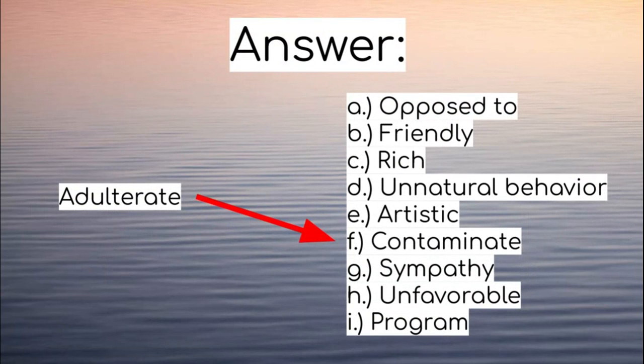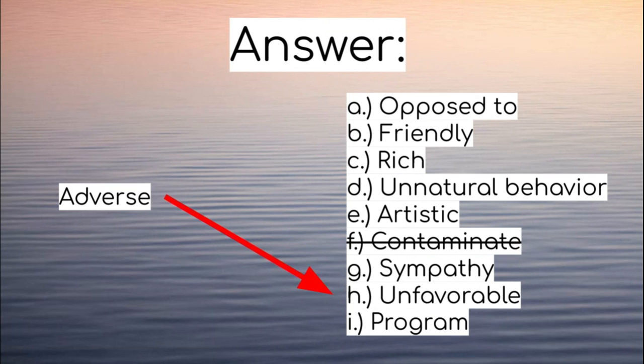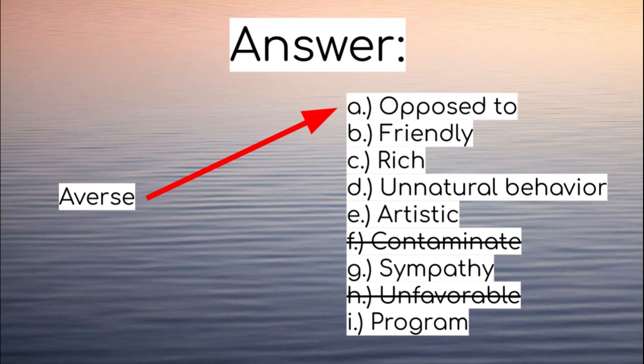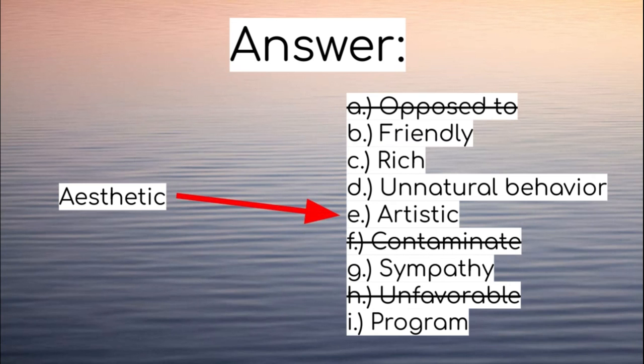So adulterate means to contaminate. It links up with the letter F. Next is adverse. Adverse means unfavorable. It links up with the letter H. Next is averse. Averse links up with opposed to, which is letter A. Next is aesthetic, which is artistic, and it links up with the letter E.